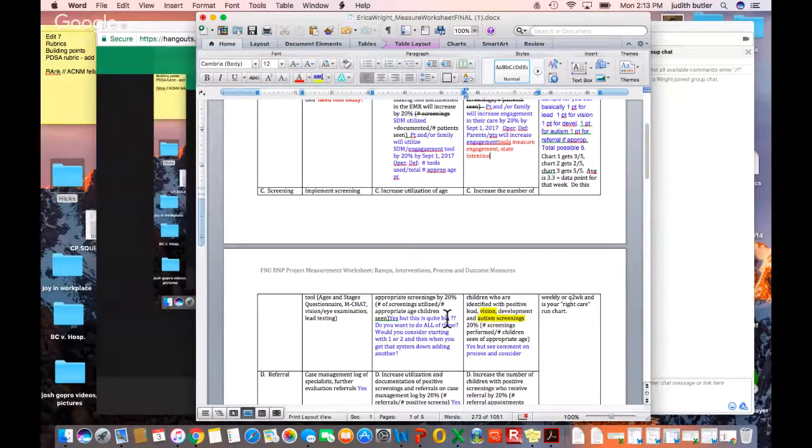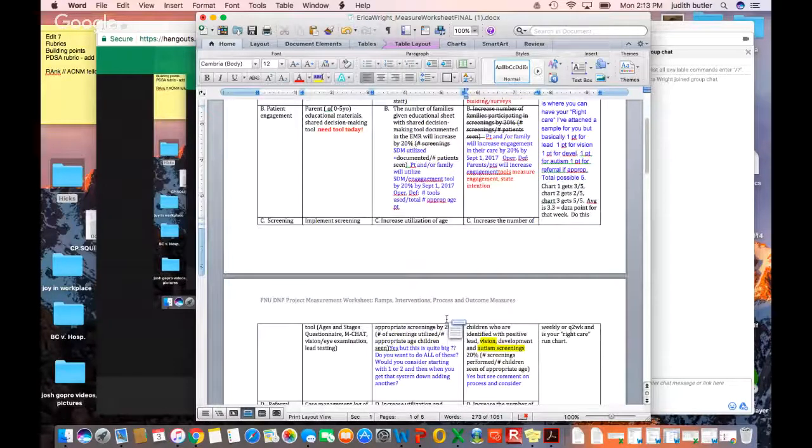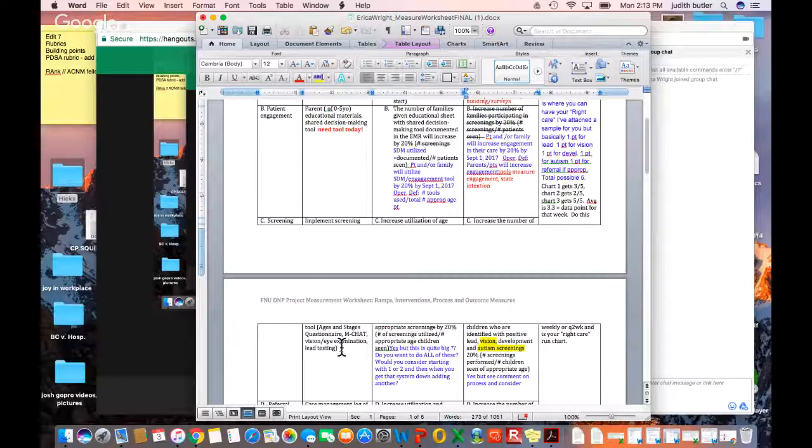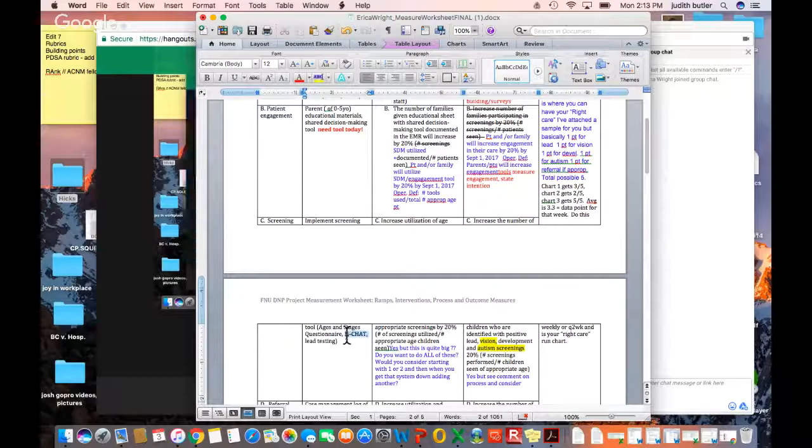Okay, so this is talking about, okay, we're in C now. I just was getting lost here. Okay. So screening. So we're going to get rid of some of these, right? We're going to take out vision and eye exam and then the MChat. And we're just going to do Ages and Stages Questionnaire and the lead testing.